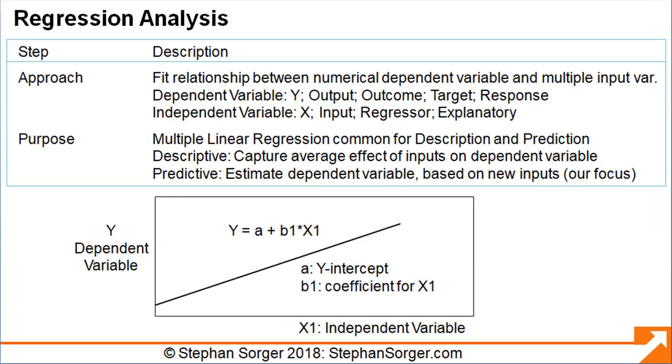The purpose of regression analysis is to fit a relationship between the dependent variable and multiple independent variables. Dependent and independent variables go by many different names, as shown on the slide. We can use regression analysis for both descriptive and predictive purposes. Descriptive models capture the average effect of inputs on the dependent variable. Predictive models estimate the dependent variable based on new inputs. We focus on predictive models in this video.